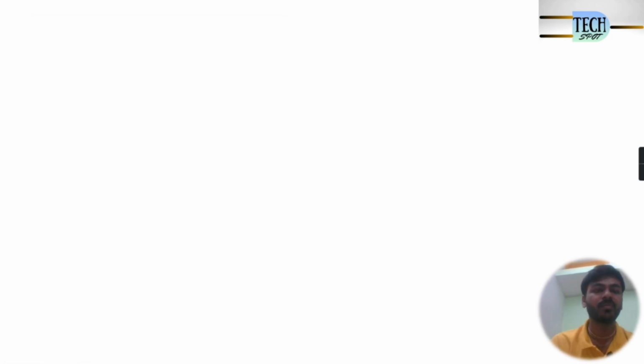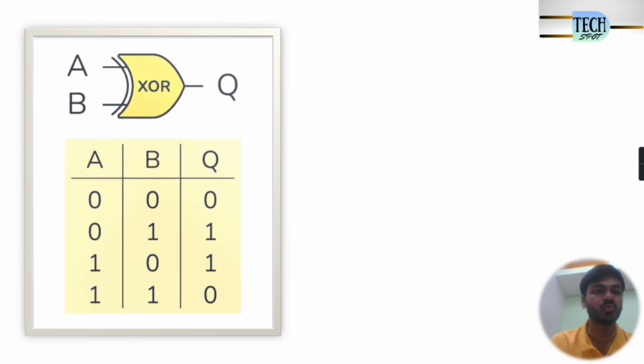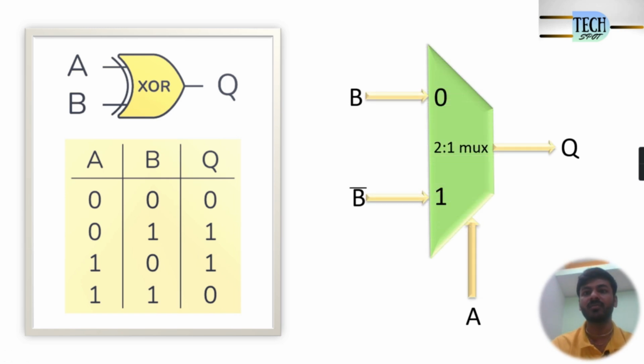So now we are going to implement XOR gate by using 2:1 mux. Here you can see the truth table of XOR gate. What it tells, if both inputs are same, then output will be 0, otherwise output will be 1. Or we can say if both inputs are inverse, then output will be high, otherwise output will be low. So to implement this XOR gate, we will draw 2:1 mux.